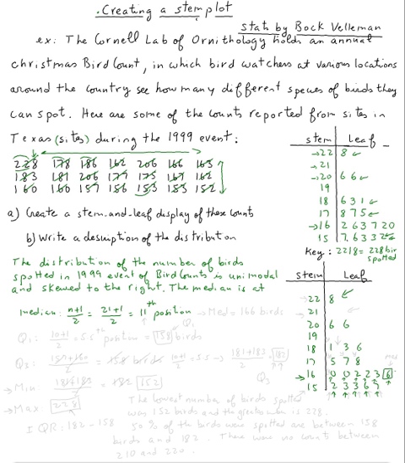So here's my median. The median is 16 for the stem and 6 for the leaf. So the median is 166, right? 16 for the stem, 6 for the leaf. So 166 birds spotted. That's the median.